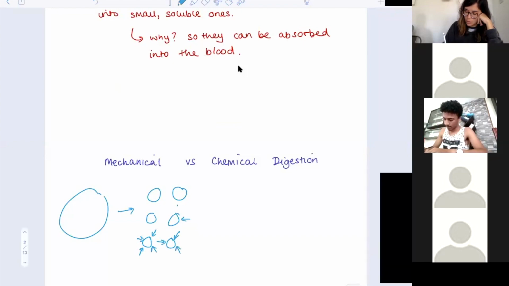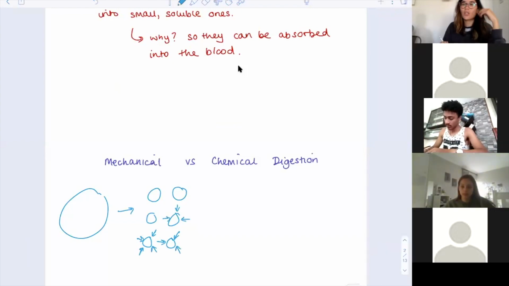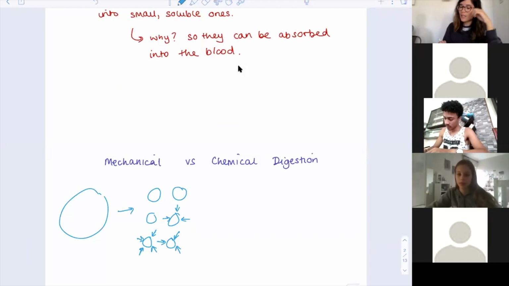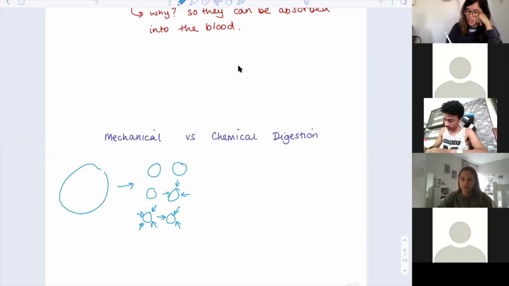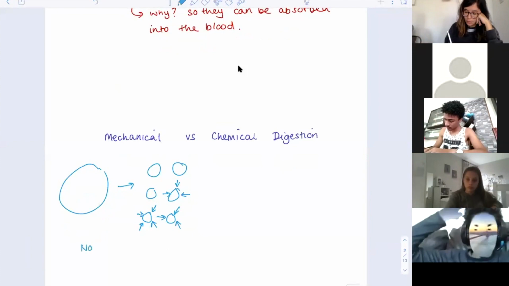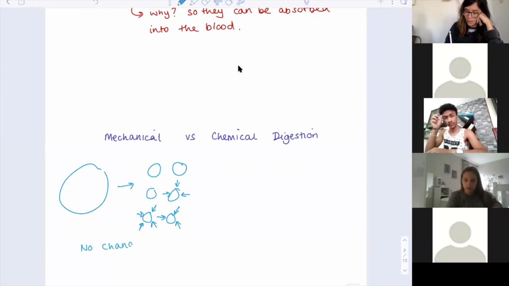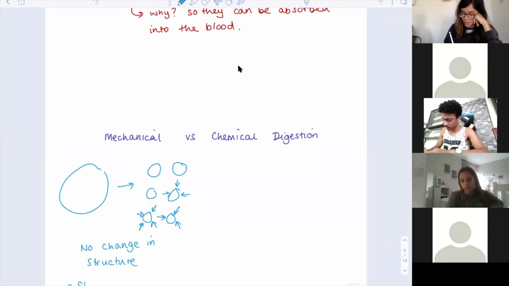We really want to increase the surface area of that food. And you'll notice that when you chew your food, that is what is taking place in your mouth. You're taking that large portion of food and you're breaking it down. Notice you are not changing the structure. We're not inherently changing that food and how it's composed. We're just breaking it up into smaller pieces which have a larger surface area.